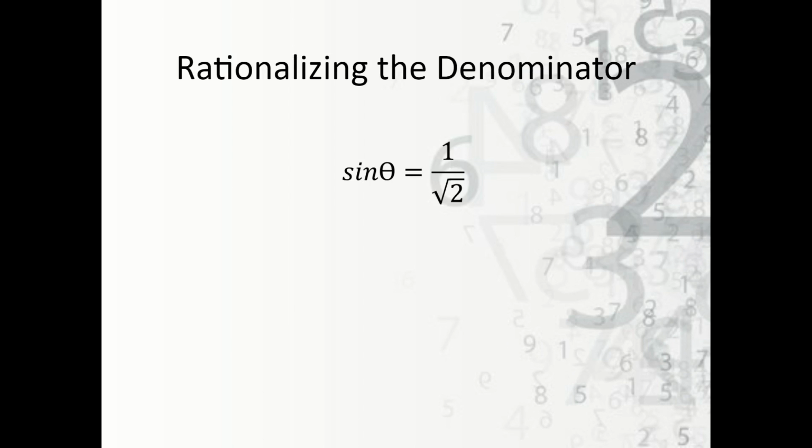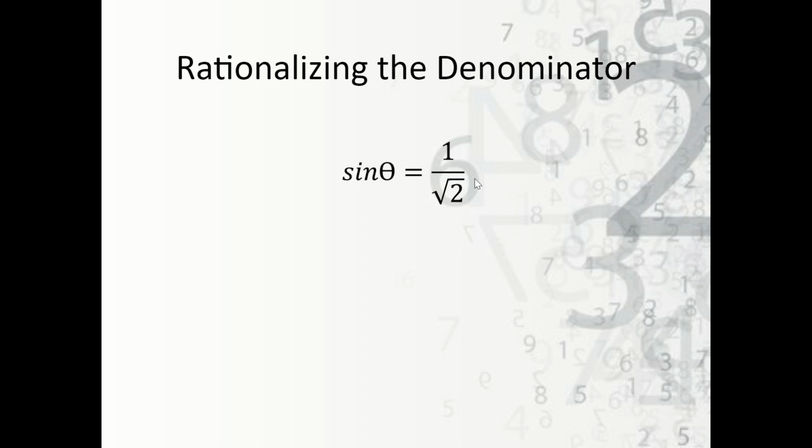Now, the rules of mathematics state that you cannot leave a radical in the denominator. So we cannot leave square root of 2 in the denominator. So we need to rationalize it. On the last slide, we saw that sine of theta was 1 over square root of 2. So we need to change that.